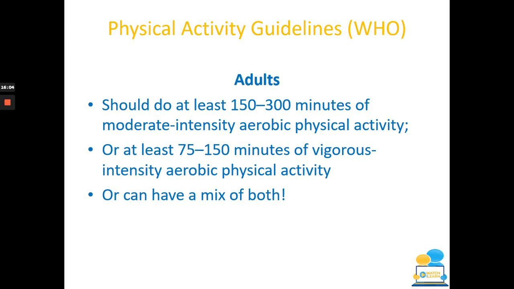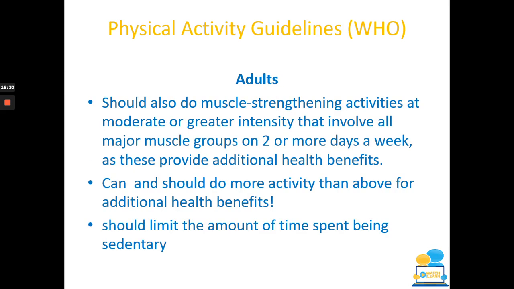So if we were to do 50 minutes of vigorous intensity aerobic physical activity, that would be equivalent to 100 moderate intensity physical activity minutes. So if we were to have a mix of both, we could do 50 minutes of vigorous intensity physical activity, and we could do 50 minutes of moderate intensity physical activity to meet the minimum guidelines. Adults should also do muscle strengthening activities at a moderate or greater intensity that involve all the major muscle groups on 2 or more days per week, as these will provide additional health benefits.